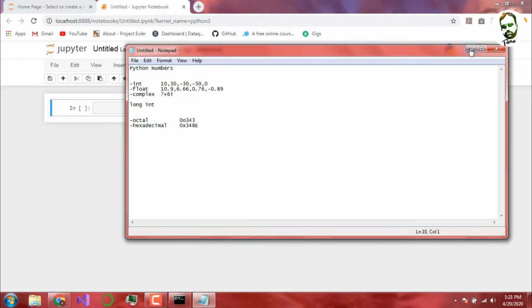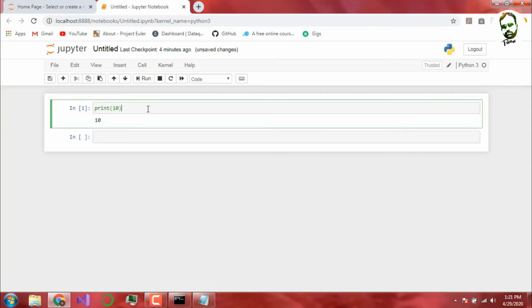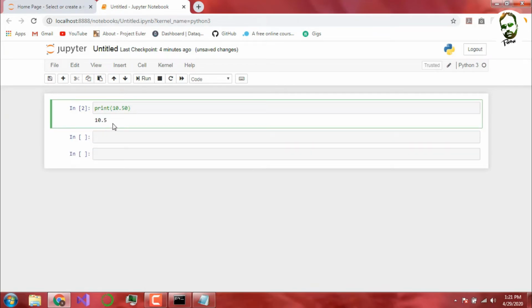Now, integer types. Integer types are like this. Suppose this. This is an integer type, as you can see here. If I press this, it will print 10. Okay, and now a float type is this. I guess I should make it this, and that is a float type. As you can see, it disregards the last 0.